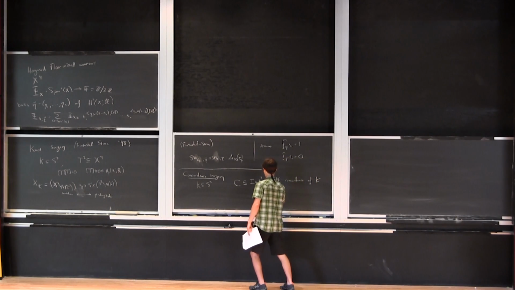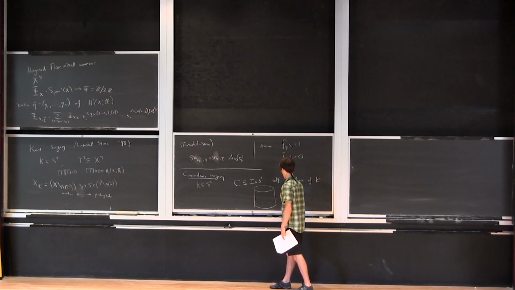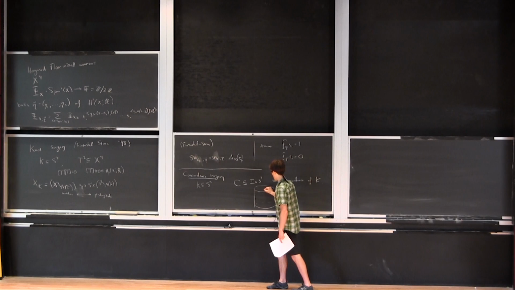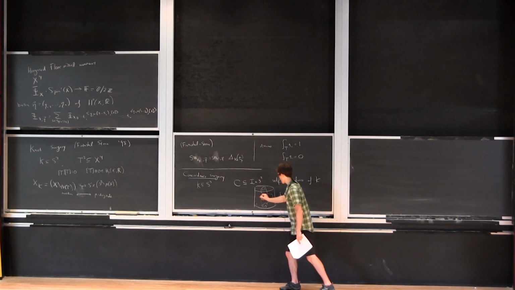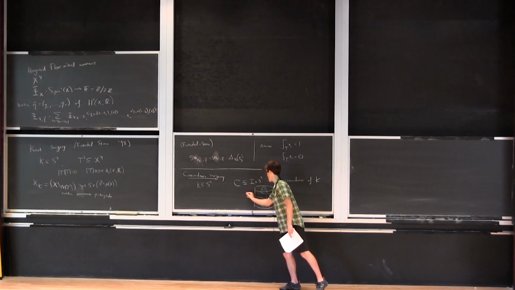So in pictures, this would be I times S3. This is the I direction. And then inside of here, I have a self-concordance of a knot. So this would be C.